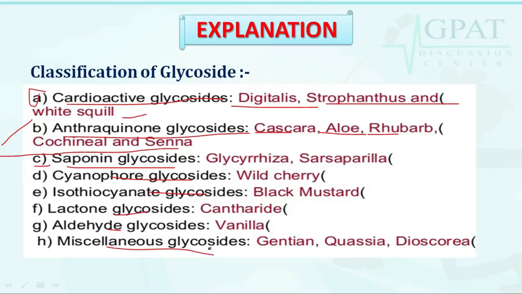Then saponin glycoside, cyanophore glycosides, isothiocyanate glycoside, lactone, aldehyde, miscellaneous glycosides. So students, this is a very important one, because the question may also be asked from this classification itself. So just try to note it down and revise on time, so it will help you to attempt the questions based on this topic. So moving on to the next question.